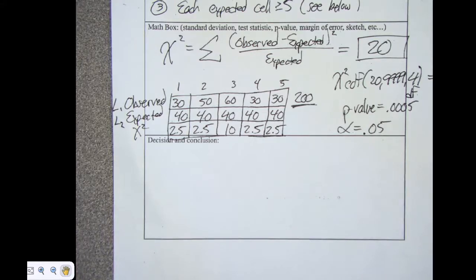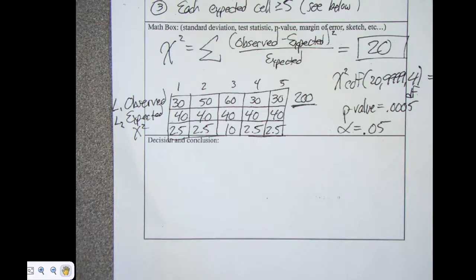But if I took 30 and put it there, 40 and put it there, 40 and put it there, and worked that all out, what do you think I get? I get 2.5. I did it with that, I get 2.5. I did it with that, I get 10. So that's like the individual contributions. And when you add all those up, what do you think you get? 20. So you're basically adding up like how far away we are from what we'd expect.